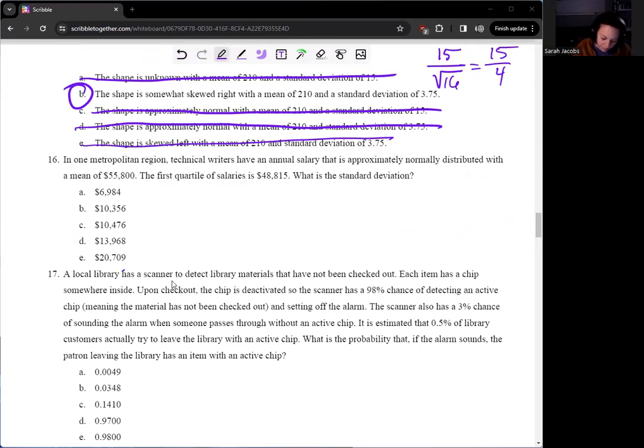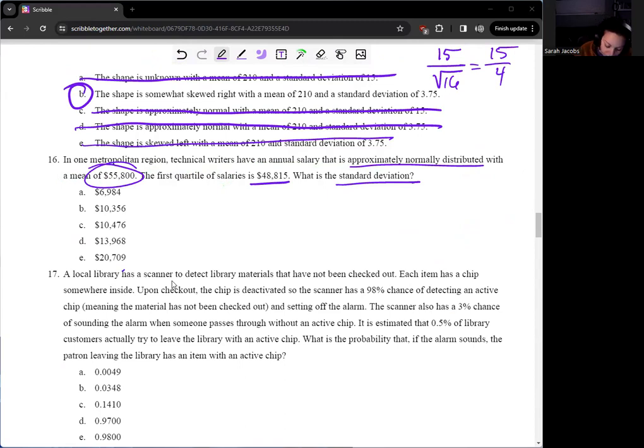16. In one metropolitan region, technical writers have an annual salary that is approximately normally distributed with a mean of 55,800. The first quartile of salaries is 48,815. What is the standard deviation? Okay, we're going to do this in a few steps.